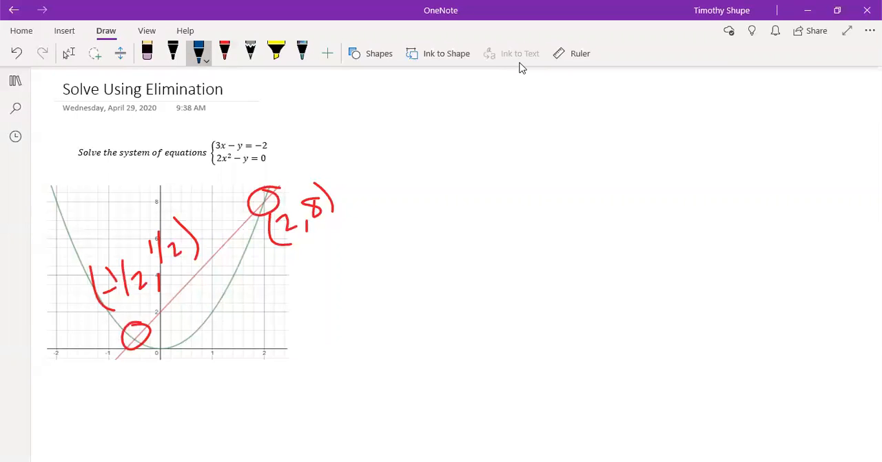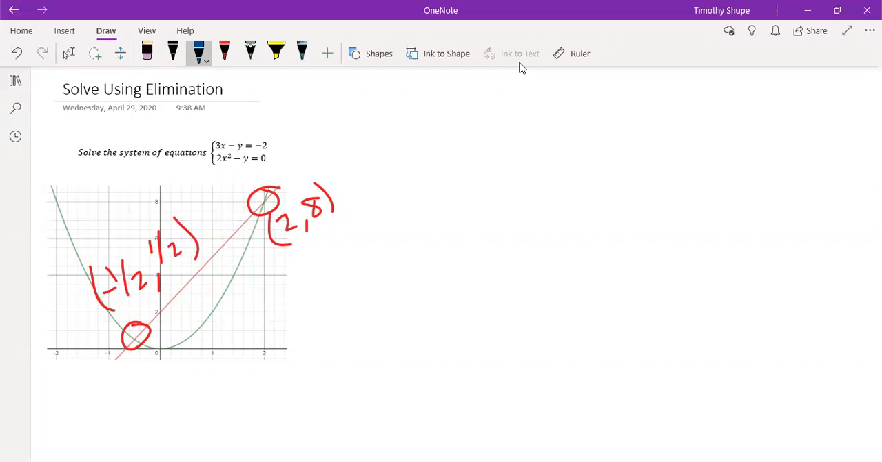If I'm using elimination, what I want to do is make sure that I can get rid of either the x values or the y values. Looking at the two equations, I have an x in the first equation and an x squared in the second. Using elimination on the x probably isn't the best idea because they're different powers. But the y's are both first power. I just need to make one positive, one negative.